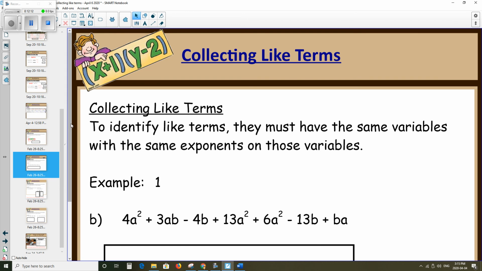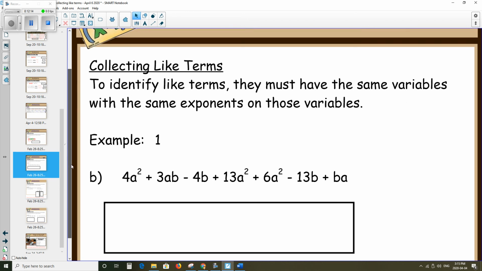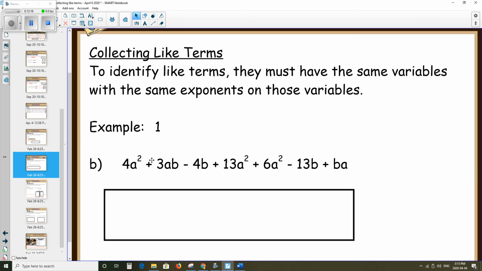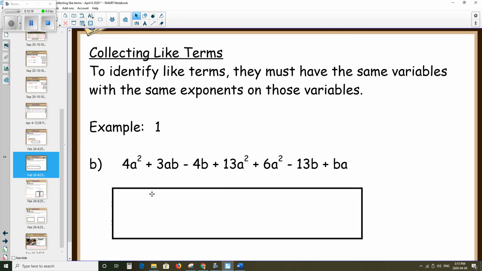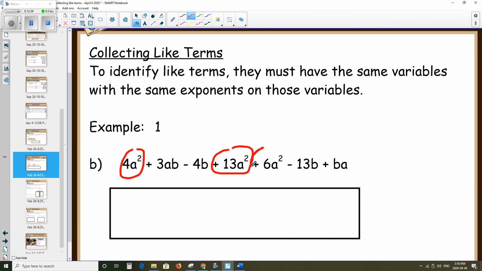Okay, one more example of that type. Same thing, so group together the ones that go together. I think I used red first. Okay, so I've got 4a squared, and I've got positive 13a squared, and I've got positive 6a squared. So those are going to go together.